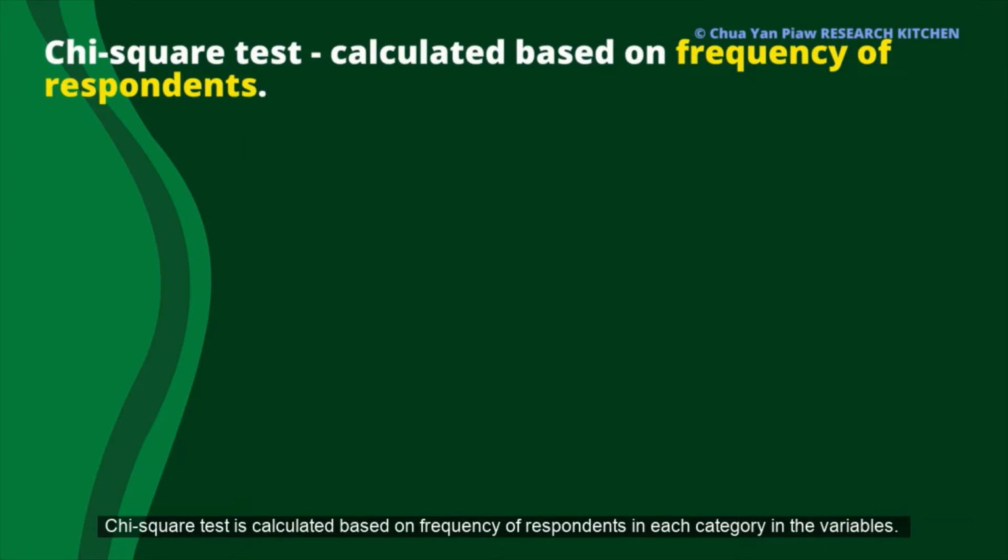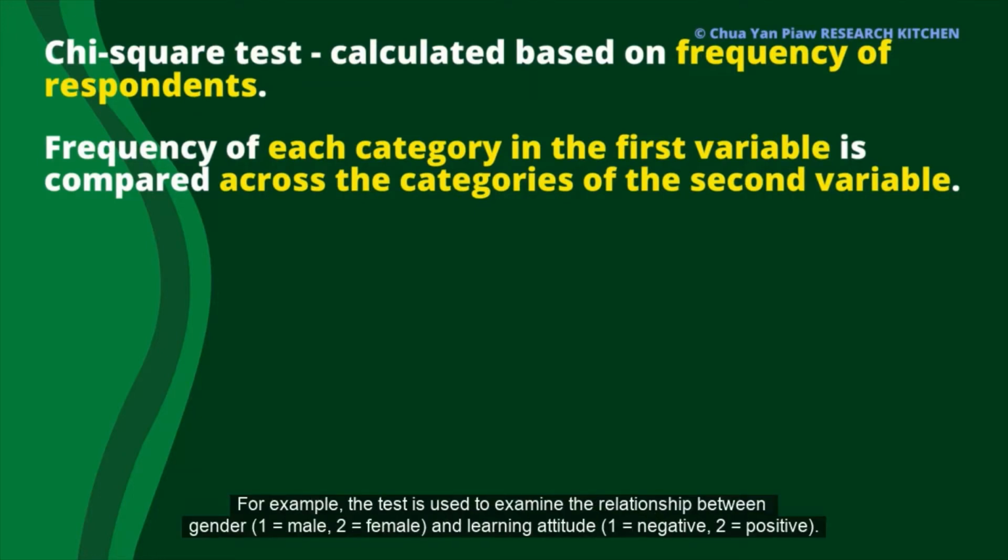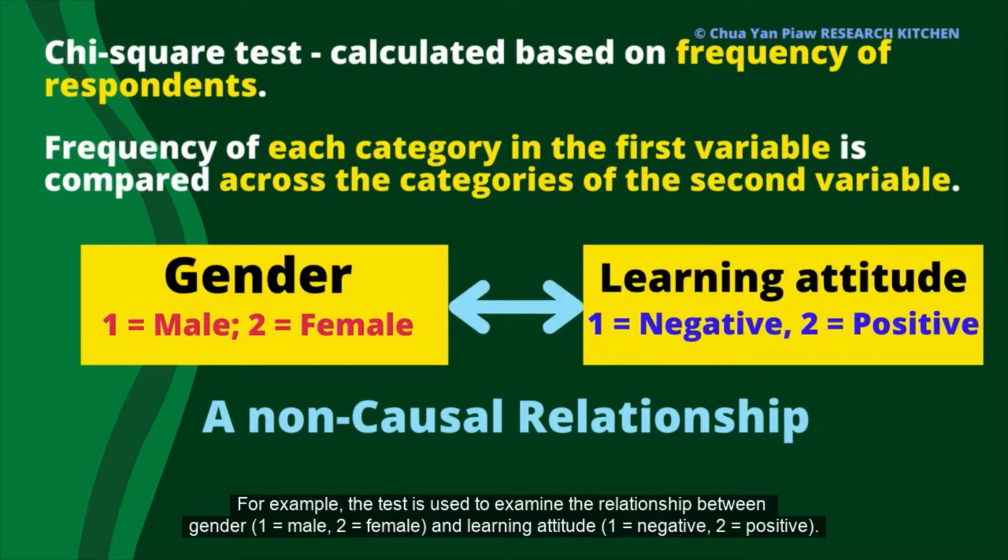Chi-square test is calculated based on frequency of respondents in each category in the variables. With the chi-square test, the frequency of each category in the first variable is compared across the categories of the second variable. For example, the test is used to examine the relationship between gender, labeled 1 equal to male, 2 equal to female, and learning attitude, labeled as 1 equal to negative and 2 equal to positive.